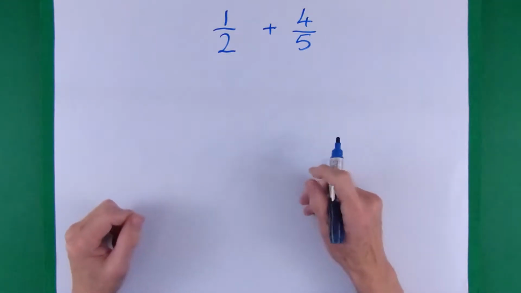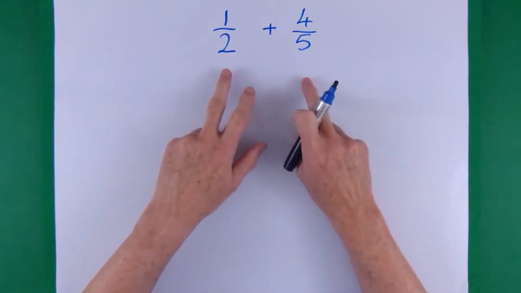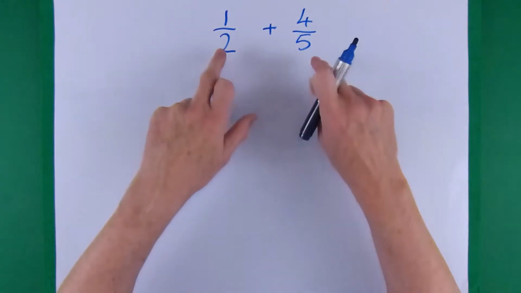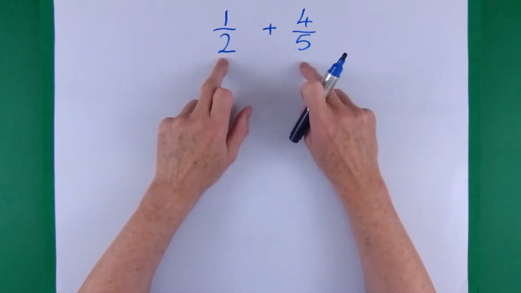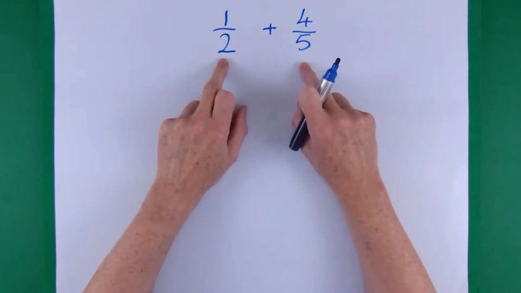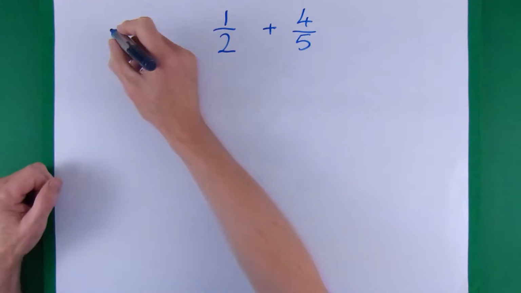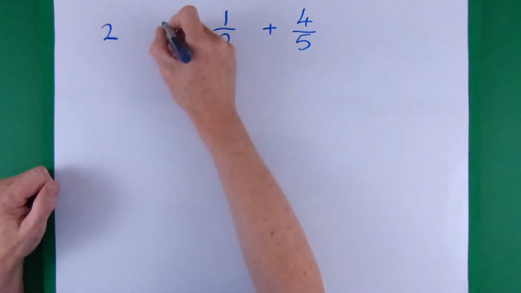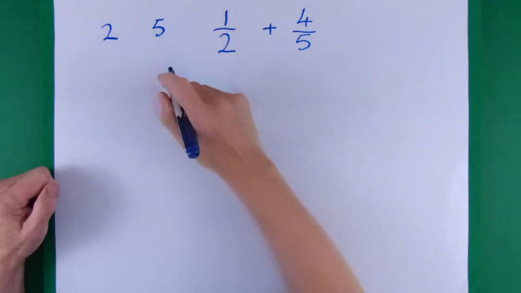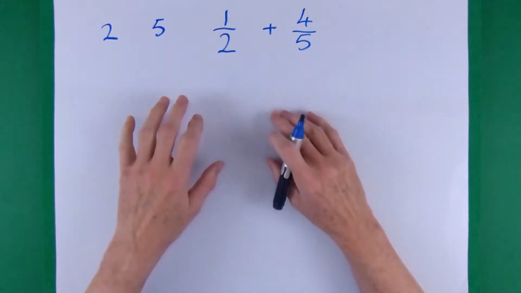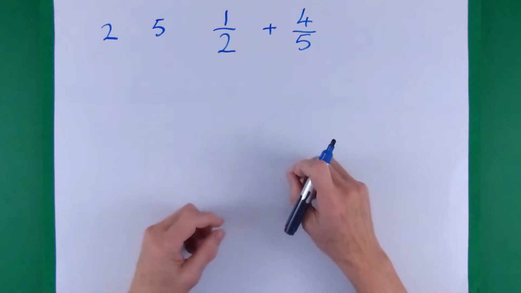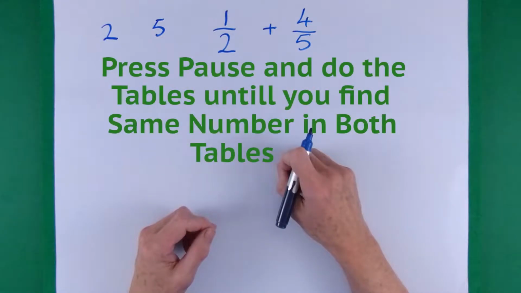We first have to find the biggest type of fraction we can cut them both into. We're looking for the smallest numbers on the bottom for both fractions. So we do the parts of the tables for 2 and 5. So we write 2 and 5 at the side. Now press pause and write part of the 2 and 5 times table until you get the same number in both.